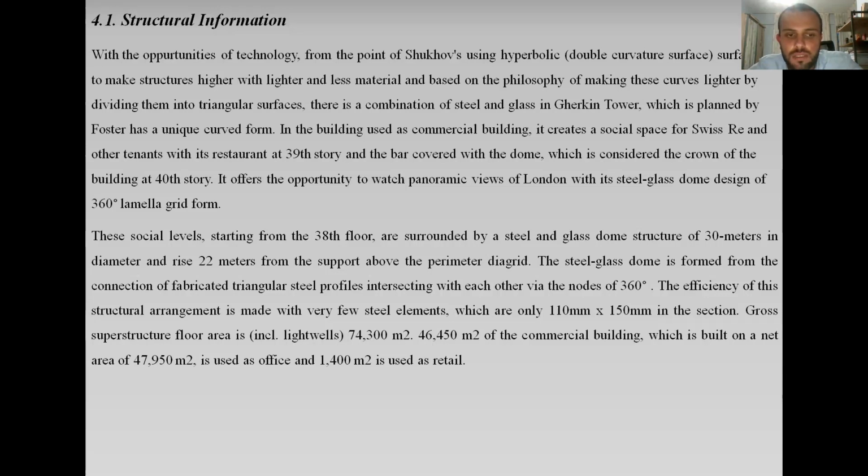Gross superstructure floor area is 74,300 meters square, and 36,450 meters square of the commercial building, which is built on a net area of 47,950 square meters, is used as office and 1,400 meters square is used as retail.